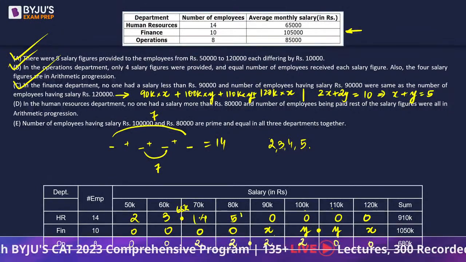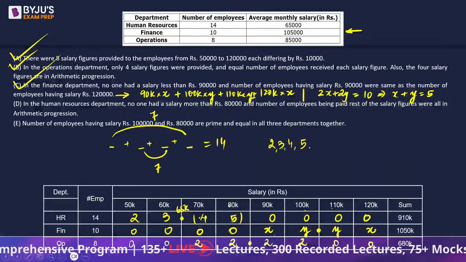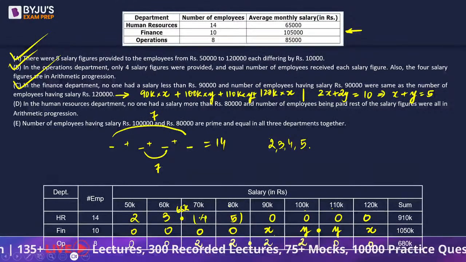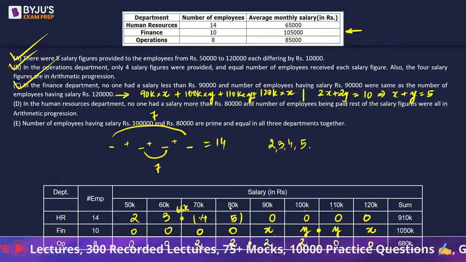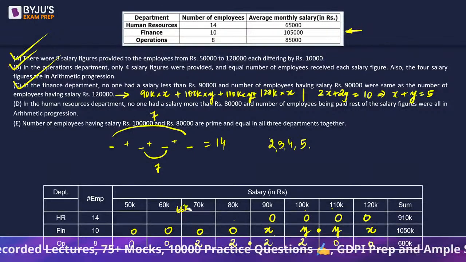You will see that we have more weightage or more number of employees who get higher salary. So the average will be towards 70 or 80, not between 60 and 70, right? So 2, 3, 4, 5 तो नहीं होने वाला. So we need to find out what combination will this work, right?